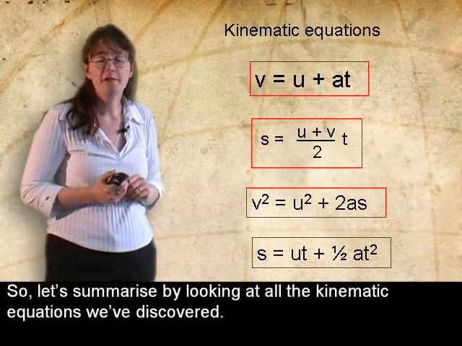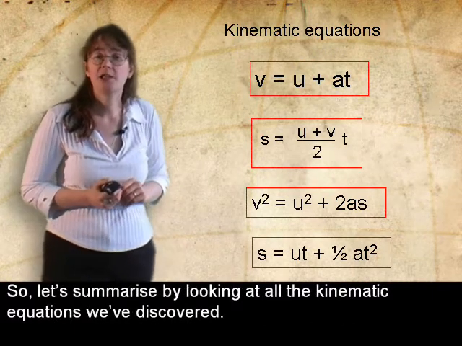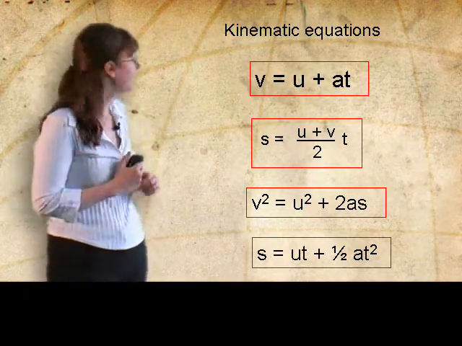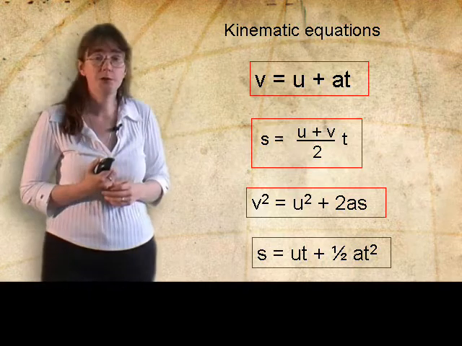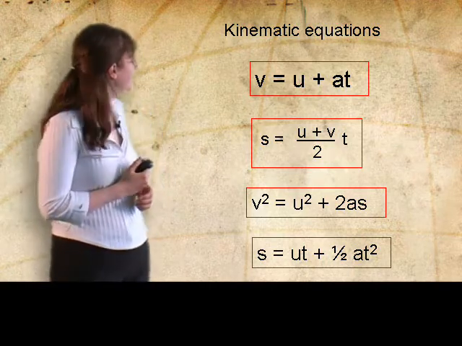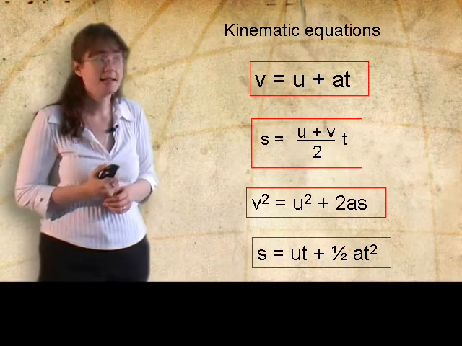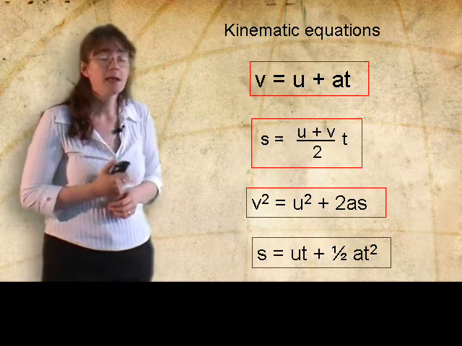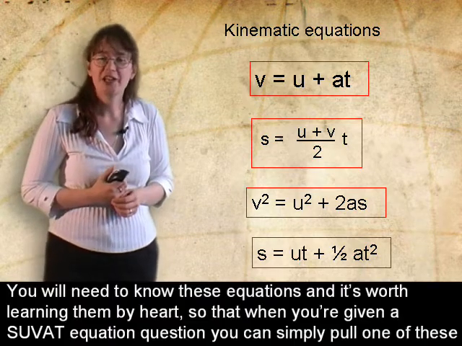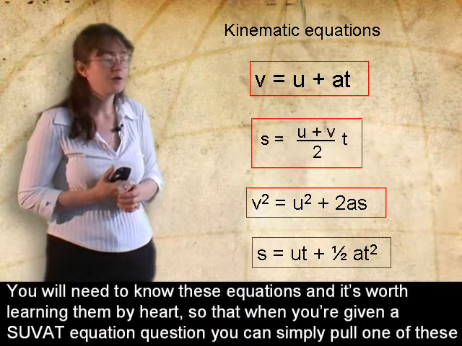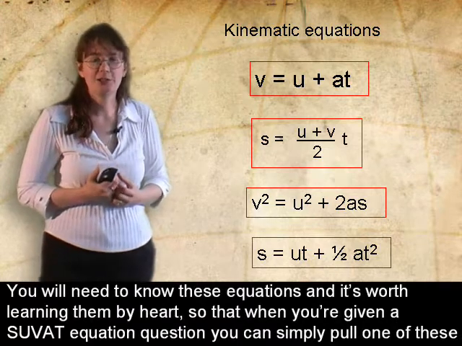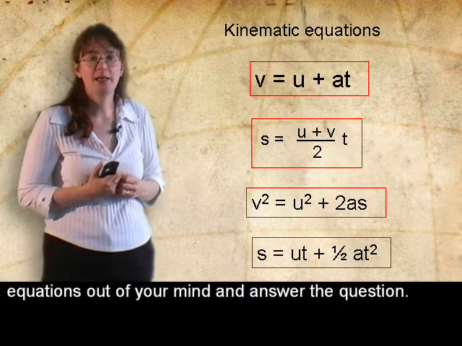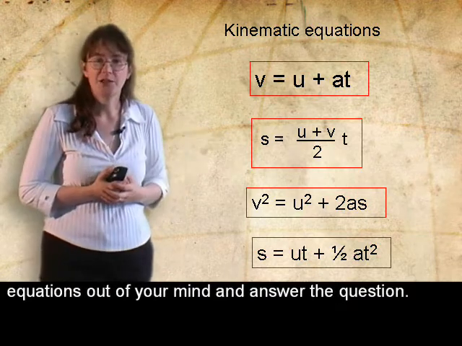So, let's summarise by looking at all the kinematic equations we've discovered. We have v is u plus at, s is (u plus v) over 2 multiplied by t, v squared is u squared plus 2as, and s is ut plus a half at squared. You will need to know these equations, and it's worth learning them by heart so that when you're given a SUVAT equation question, you can simply pull one of these equations out of your mind and answer the question.